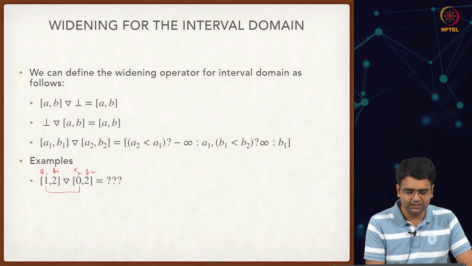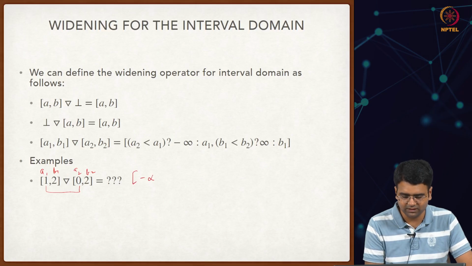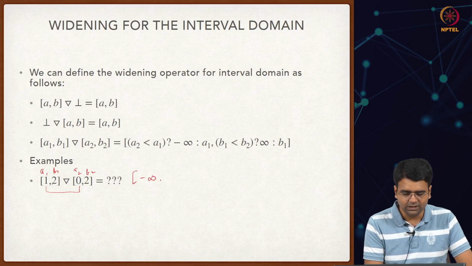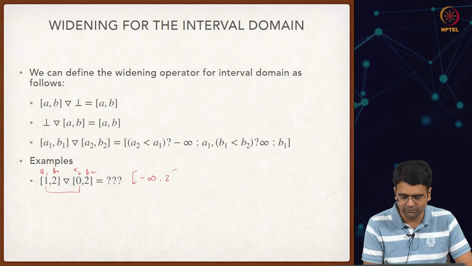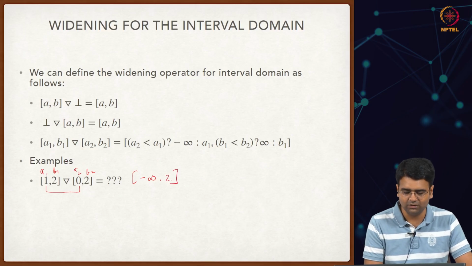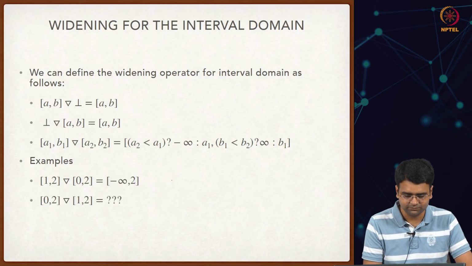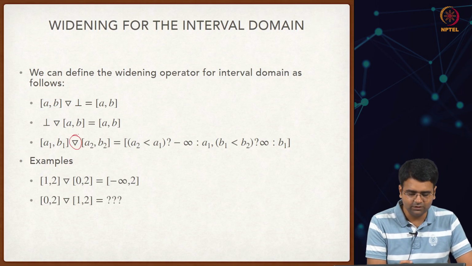So if 0 is less than 1, right, so 0 is indeed less than 1, therefore the lower bound is going to become minus infinity. For the upper bound you ask, okay, is B1 strictly less than B2? In this case that is not so, right, and therefore the upper bound will remain 2 itself. So you will get minus infinity comma 2, okay. So this widening operator, right, this is not commutative, and let us see how that is the case.